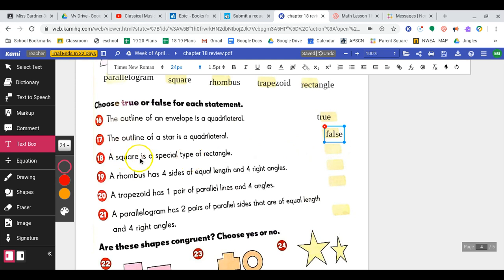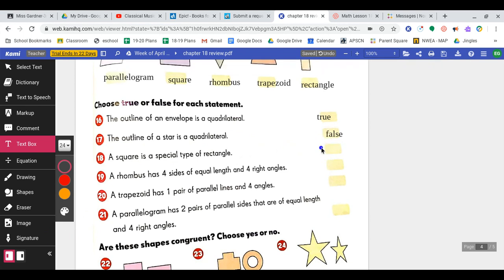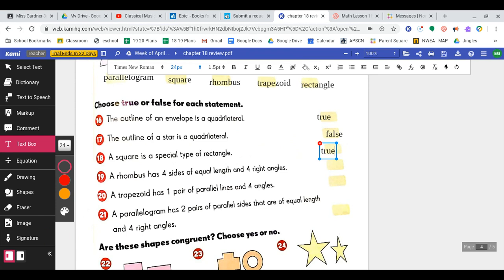Next, a square is a special type of rectangle. Is that true or false? True. A rectangle just needs 4 right angles and 2 sets of parallel sides, and a square has that, but it also has those equal sides.